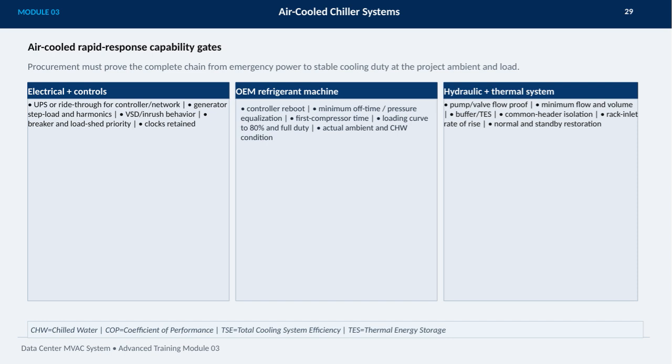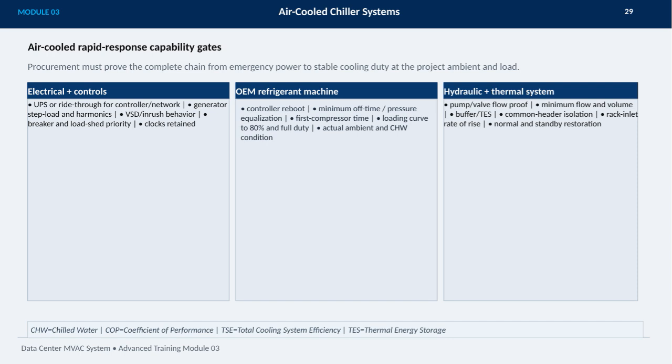On the OEM refrigerant machine side, attention is needed on controller reboot processes, minimum off time and pressure equalization to protect components, initial compressor run time, following the loading curve up to 80% and full duty, and adapting to actual ambient and chilled water conditions. For the hydraulic and thermal system, proof of pump and valve flow, maintaining minimum flow and volume, buffer or thermal energy storage integration, common header isolation, monitoring rack inlet rate of rise, and managing both normal and standby restoration processes are essential to reliable operation.